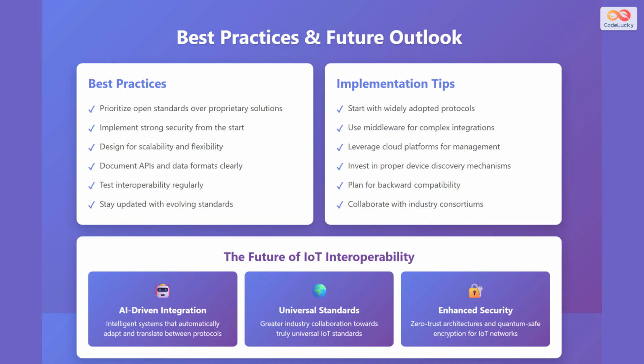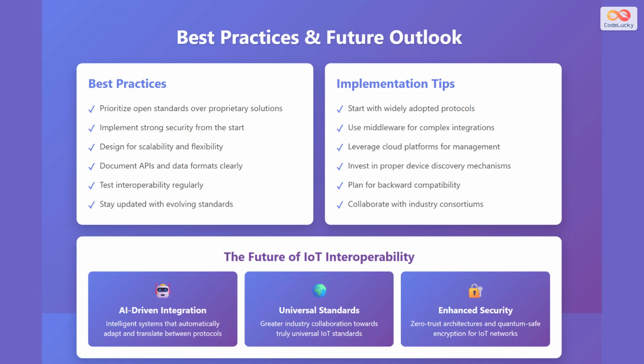For implementation, here are practical tips. Start with widely adopted protocols rather than experimenting with cutting-edge but unproven technologies. Use middleware for complex integrations where you need to connect many different types of devices. Leverage cloud platforms for device management to take advantage of their scale and reliability. Invest in proper device discovery mechanisms so users can easily add new devices to their networks. Plan for backward compatibility to ensure new devices can work with older ones. And collaborate with industry consortiums to stay informed about emerging standards and contribute to the development of better solutions.